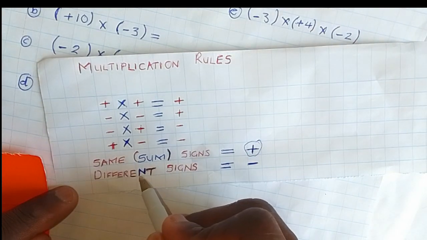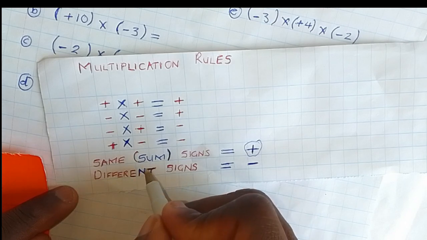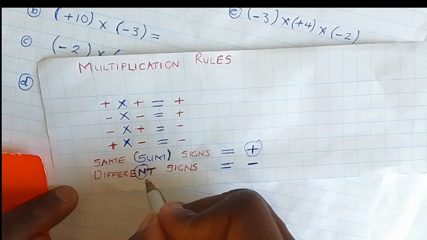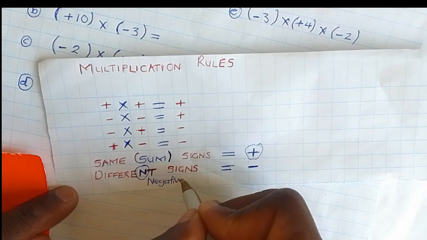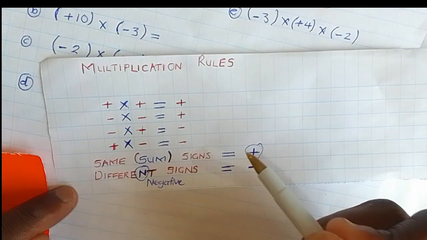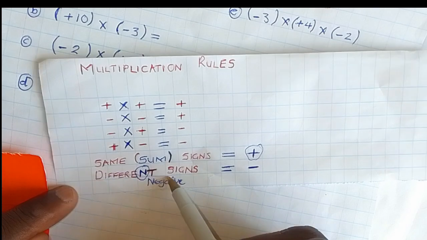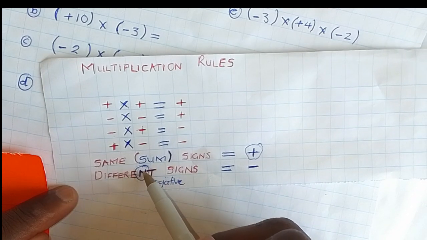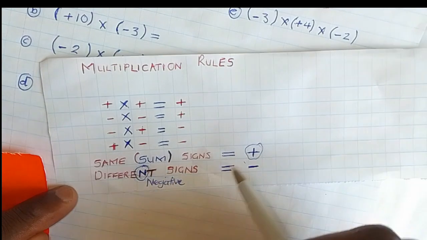Then if we have different signs, I have highlighted this n in different. You can say this is our negative. This is just a trick to help you to remember this, guys, since these rules are very important. So if the signs are different, the result will be negative. Remember this trick, guys. If the signs are different, the result will be negative.